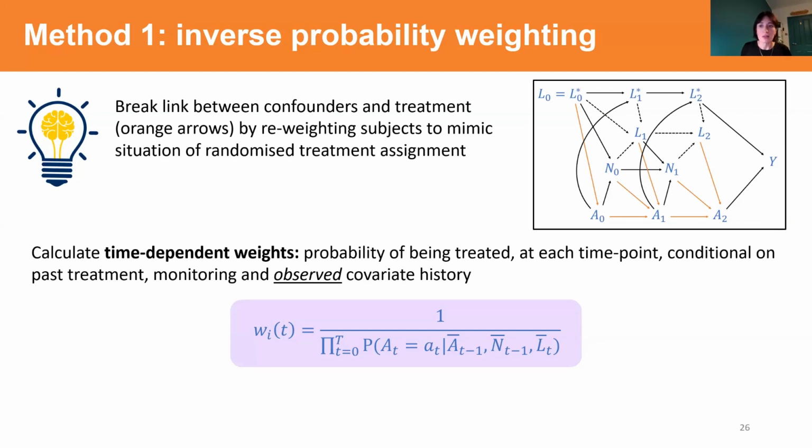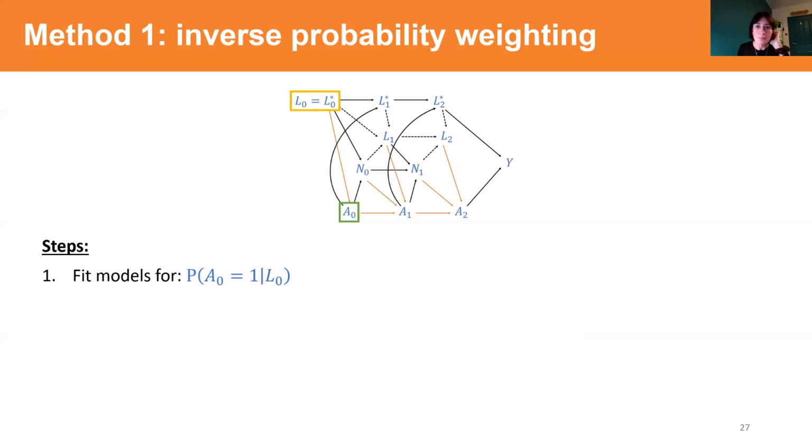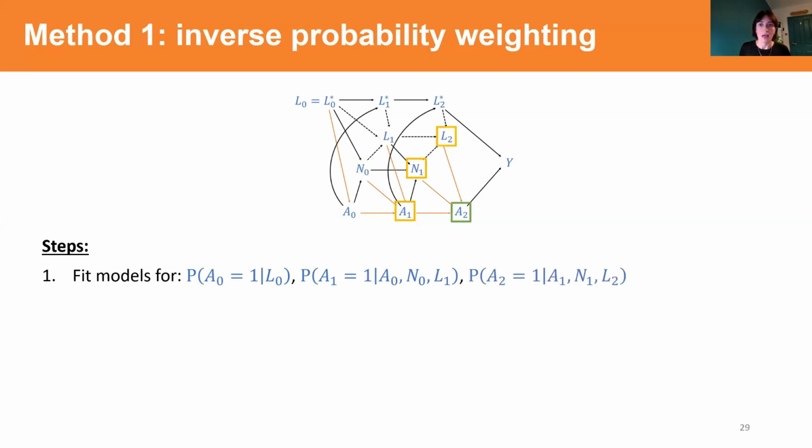And here we exploit the fact that treatment depends on observed covariate history and not on the underlying covariate L star. So the models here include L rather than L star. The steps involved in calculating the causal estimand of interest are, firstly, to fit models for the observed data: for A0, conditional on L0, and then for A1, conditional on past A, N, and L, and then for A2, conditional on any past A, N, and L.